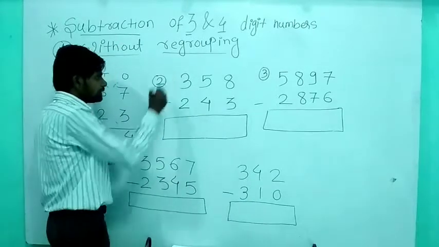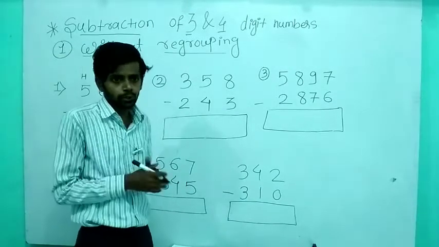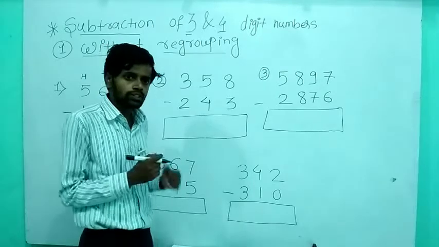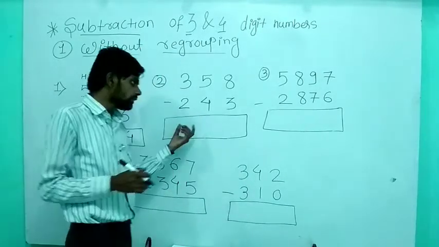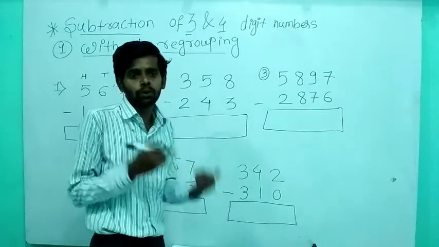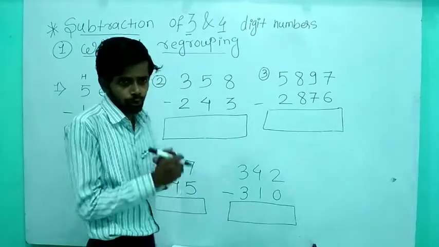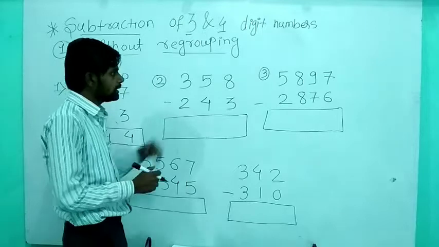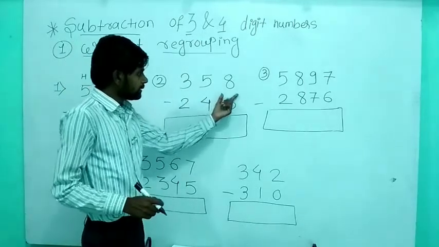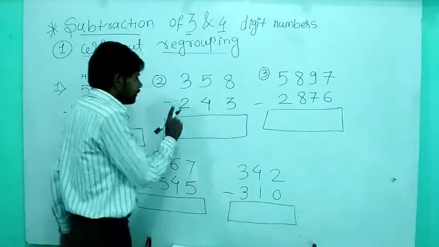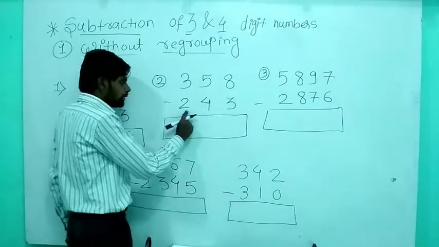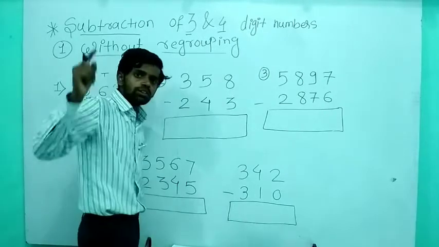Okay, here we don't need to regroup. That means what? यहाँ पर कोई चीज कैरी फॉरवर्ड भी नहीं होगा. सॉरी, कैरी फॉरवर्ड जब एडिशन होता है. Here we don't need to borrow anything. हमको बोरो लेने की जरूरत नहीं है. ठीक है. Here 358 is a number and second number is 243. Listen here, we have to subtract 243 from which number?